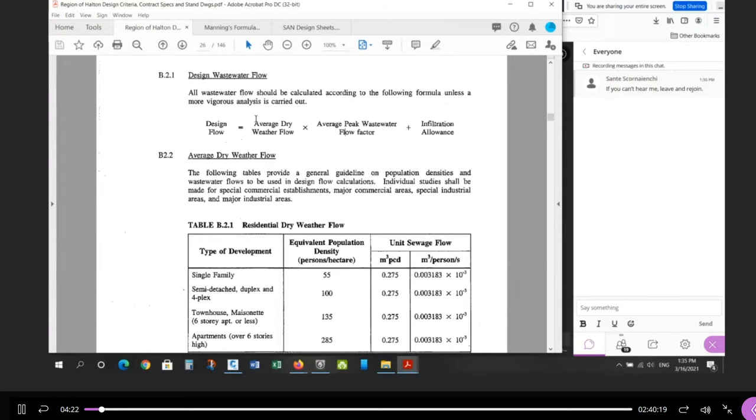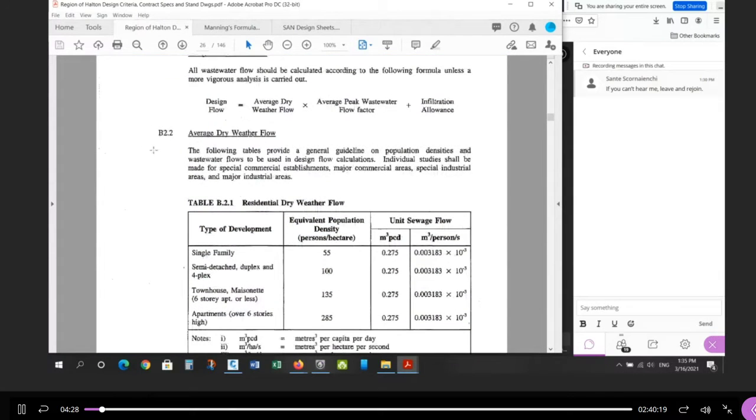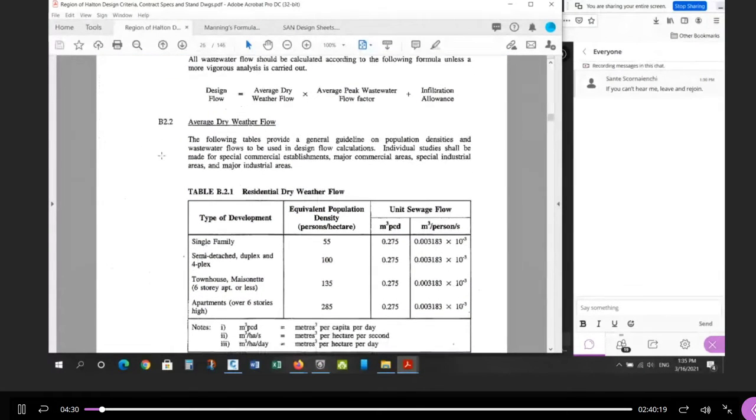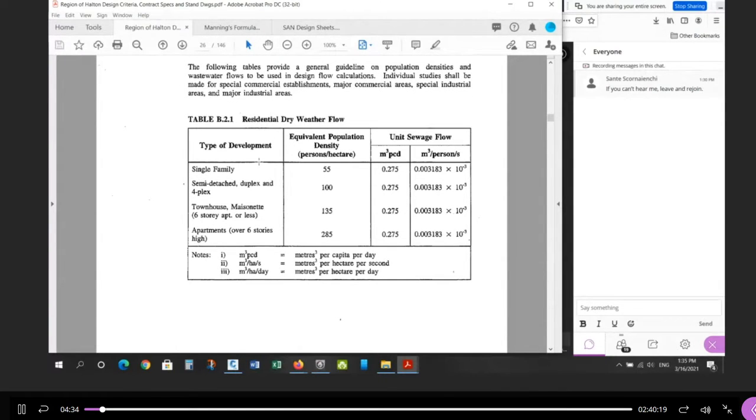If you look at the requirement for the average dry weather flow, we're looking at a residential subdivision. So it's the table below, table B2.1, residential dry weather flow. And remember the different population densities, right? Single family, 55 persons per hectare. If it's a townhouse unit, it's 135 people per hectare. So these are the factors that help you determine the population in each of the areas based on the type of development, the residential type of development.